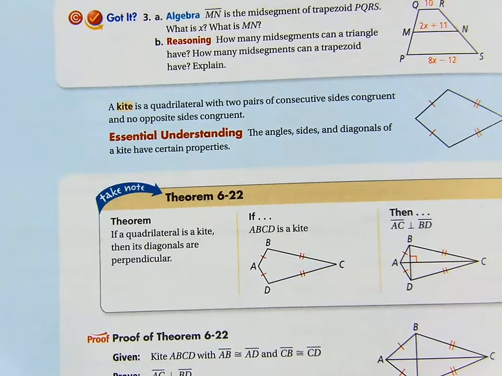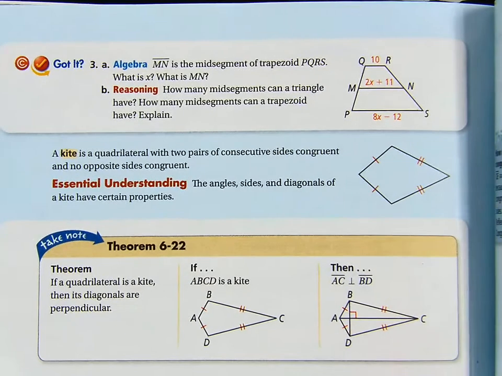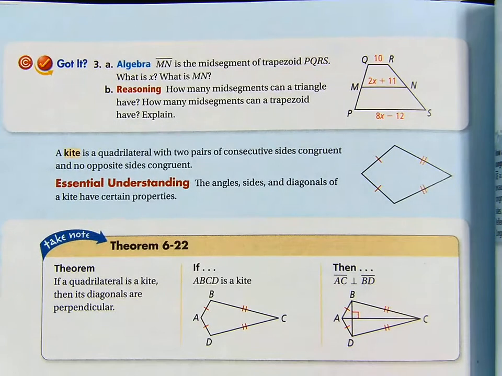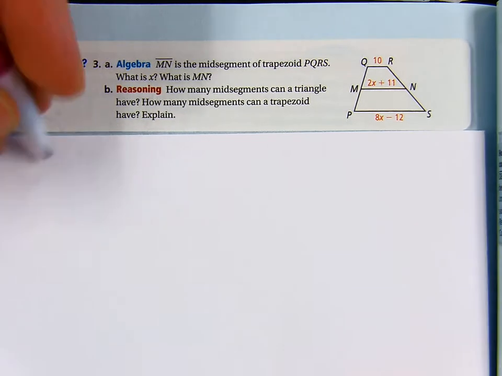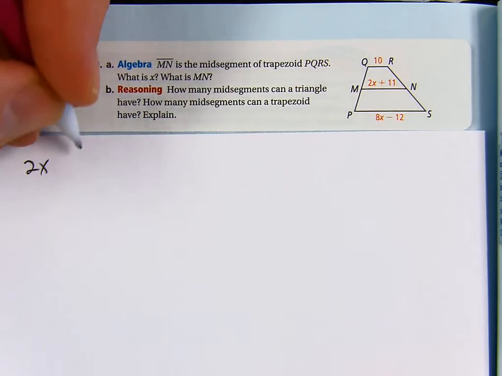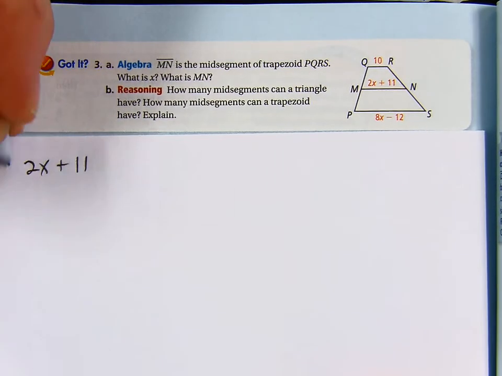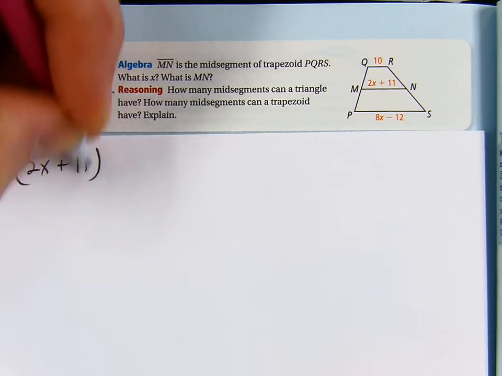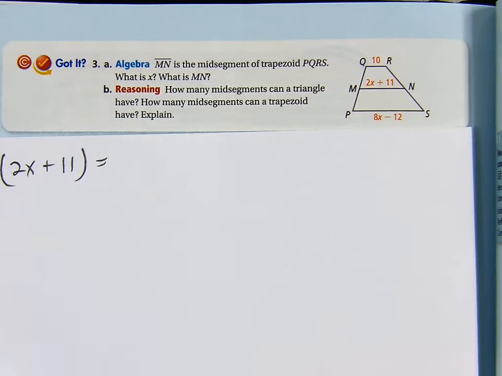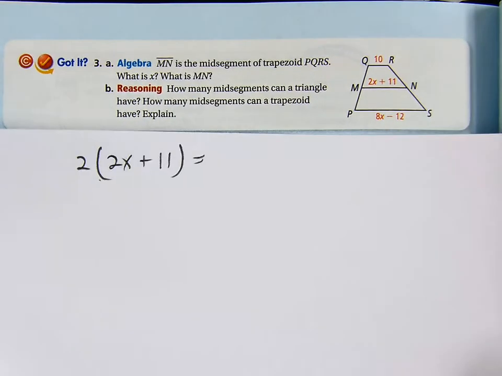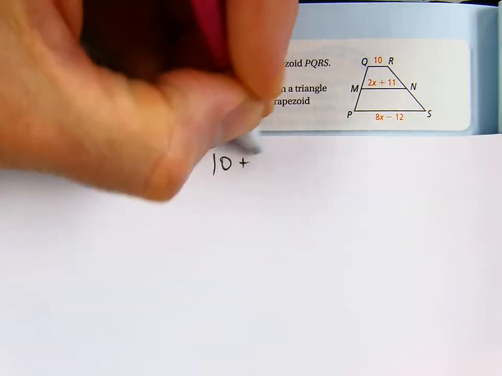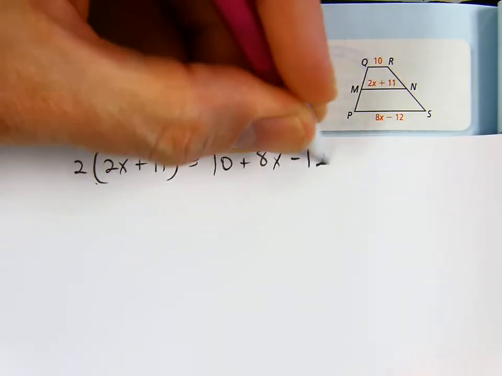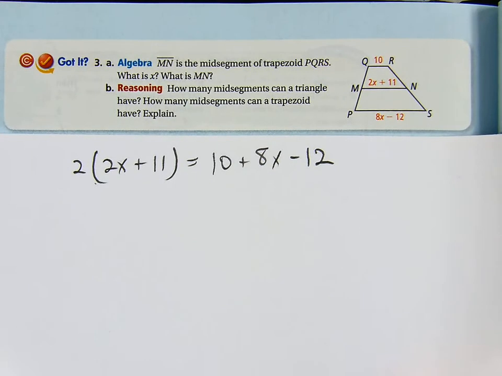Okay? Then over on the next page, another example of this. Of course, we have this problem at the top. We're supposed to find the measure of that segment. Again, I'm going to do it exactly the way I did the last one. I'm going to say 2 times 2x plus 11 is equal to the bases, is equal to 10 plus 8x minus 12. So double the mid-segment is equal to the sum of the bases.